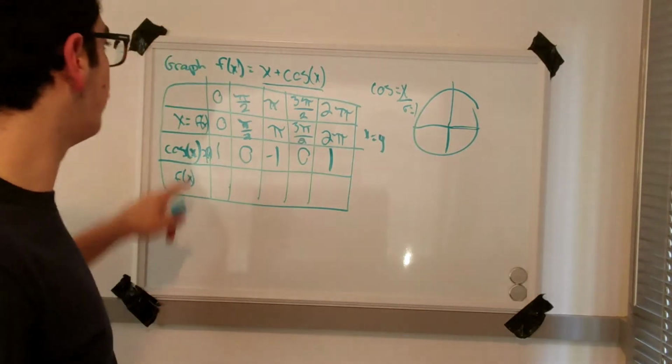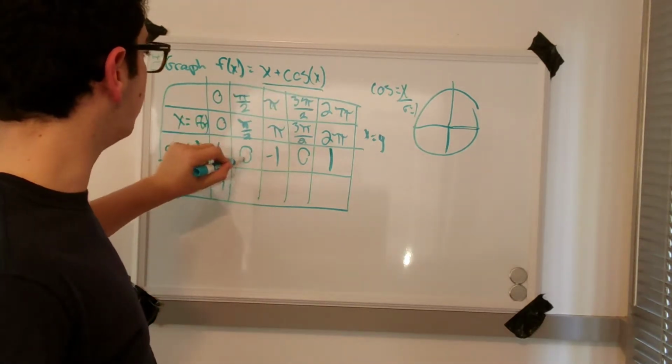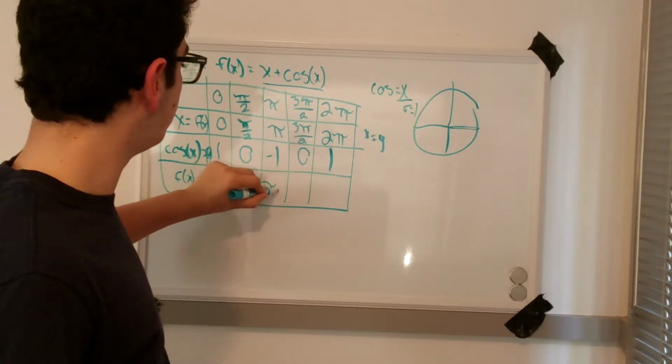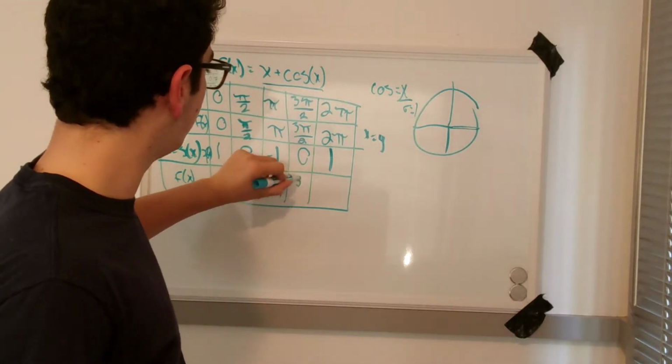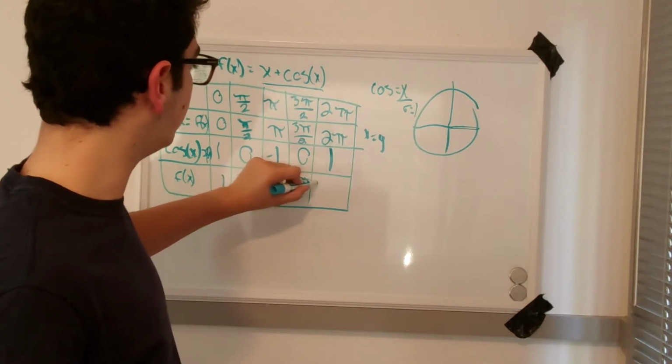Now what we do for f of x is we just add up these two. So 0 plus 1 is 1. Pi over 2 plus 0, pi over 2. That'll be pi minus 1. This will be 3 pi over 2. And this will be 2 pi plus 1.